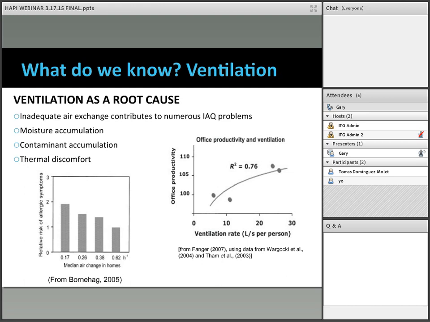I just put up two little figures here. One is in commercial spaces, looking at office productivity and ventilation. Another is from a group of colleagues we have in Sweden, Carl Gustav Bornehag, looking at air exchange and risk of allergic symptoms. But there's a long history here of looking at ventilation, more than 100 years of ventilation standards, really trying to look at the minimum ventilation in occupied spaces to provide comfort, reduce exposures, and reduce symptoms.